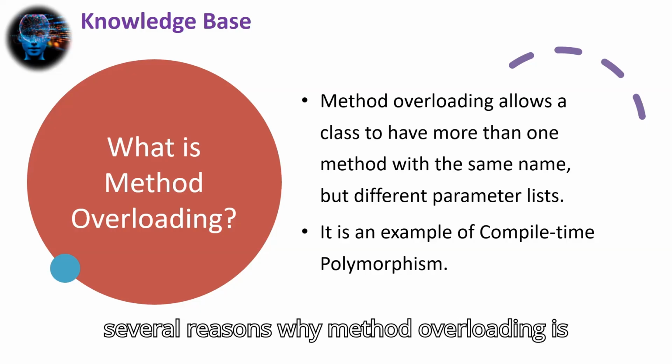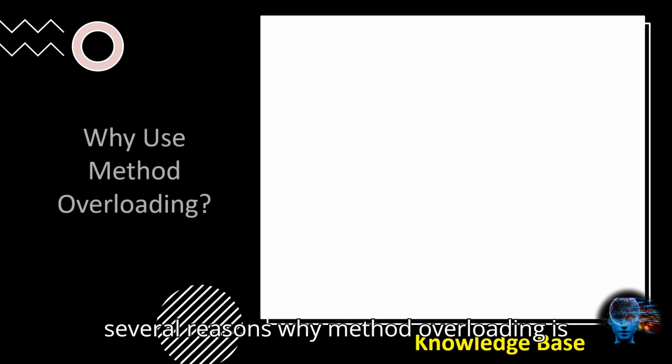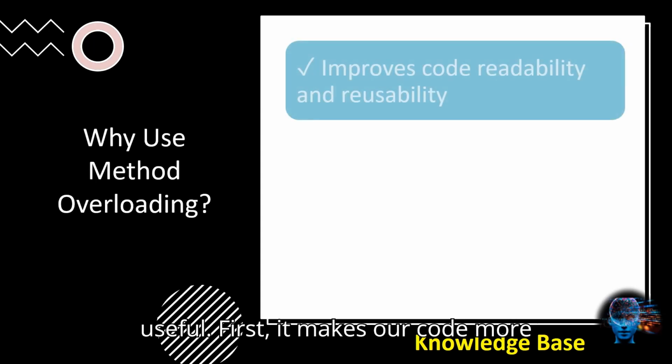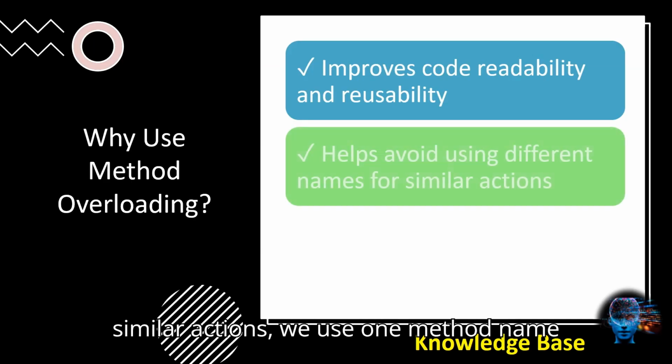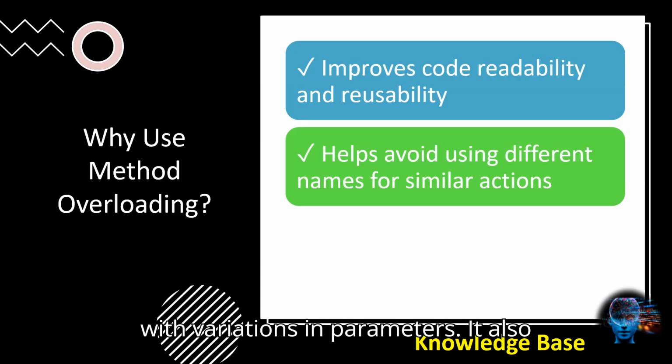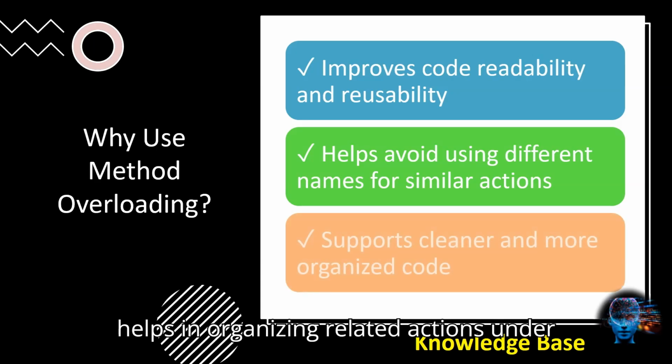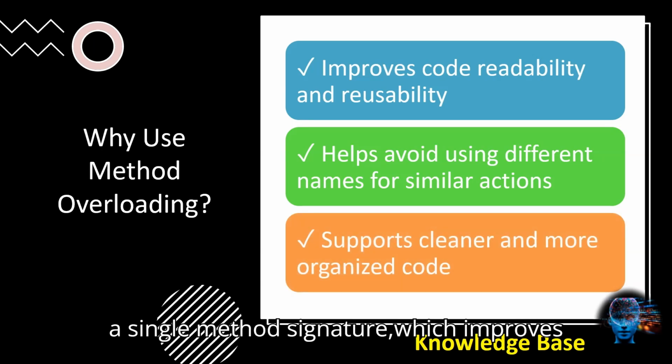There are several reasons why method overloading is useful. First, it makes our code more readable and intuitive. Instead of creating multiple method names for similar actions, we use one method name with variations in parameters. It also helps in organizing related actions under a single method signature, which improves maintainability.